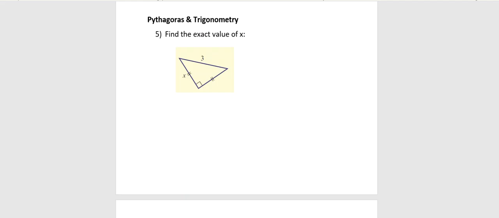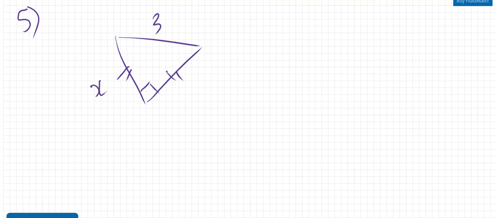Okay, our next section is on Pythagoras and Trigonometry. And this first question says, find the exact value of x. Okay, so we can see that we've got a right angled triangle. There are no angles given, so straight away I'm going to use Pythagoras. I can't use similar triangles because there's only one triangle in this given to me. So I think I'm stuck with Pythagoras.